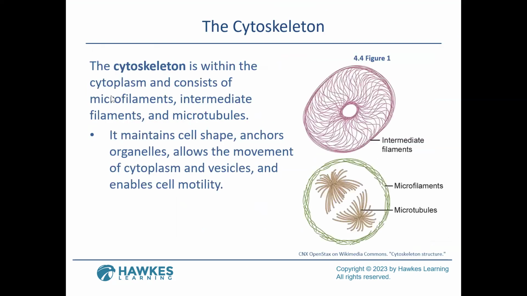So now we're going to talk about the cytoskeleton. The cytoskeleton, from the word cyto, what does cyto mean? Cyto means cell. Remember cytology? Very good. Cytology, the ology is the knowledge of, the learning of, the science of the cell. So the cytoskeleton is the skeleton that gives the cell its frame and its structure. It is within the cytoplasm and consists of microfilaments, intermediate filaments, and microtubules.